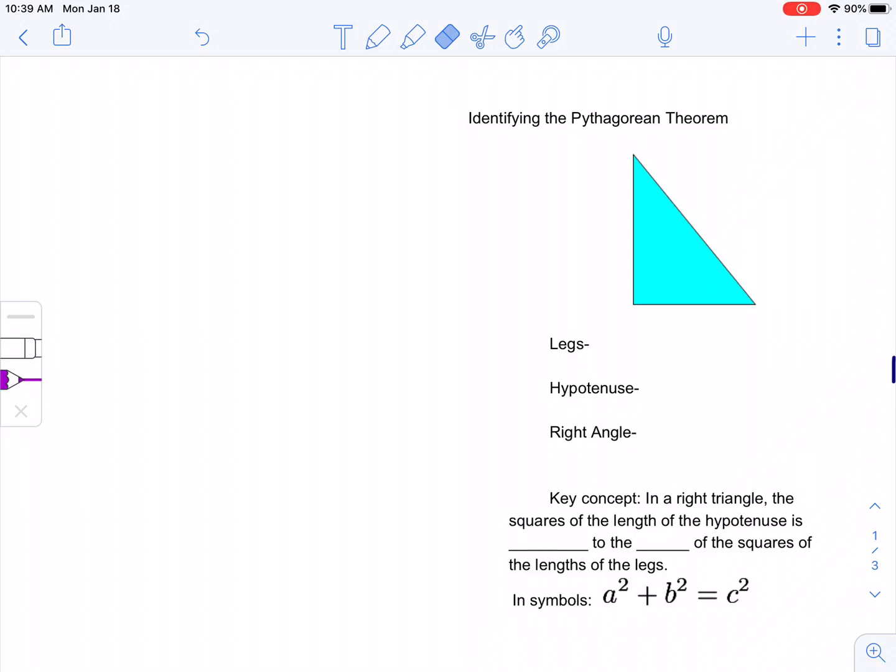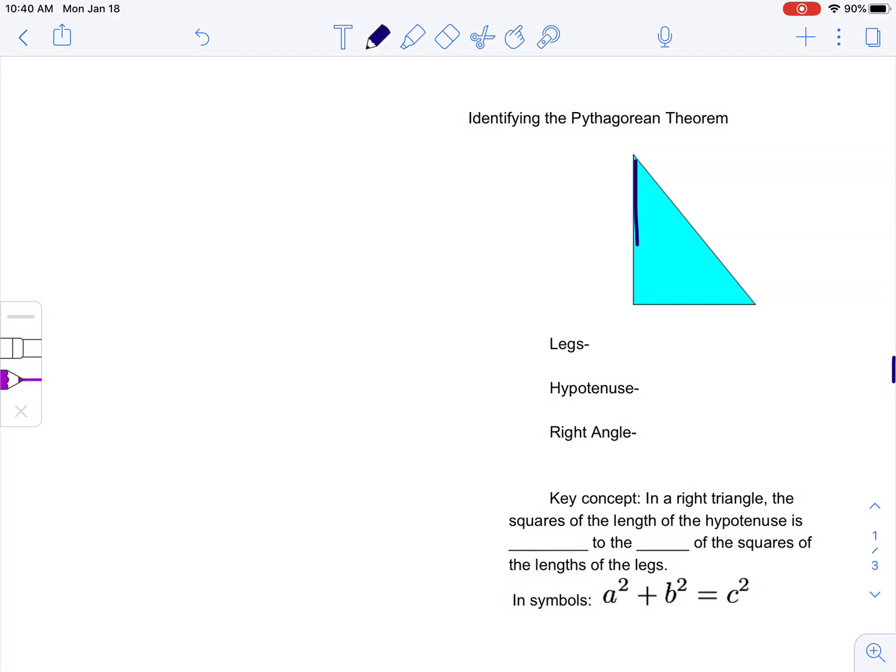Okay, today I'm going to go over identifying the Pythagorean theorem, and we'll be identifying right triangles and determining whether the three sides given form a right triangle using the Pythagorean theorem. So there's a couple of definitions we need to make sure we know.